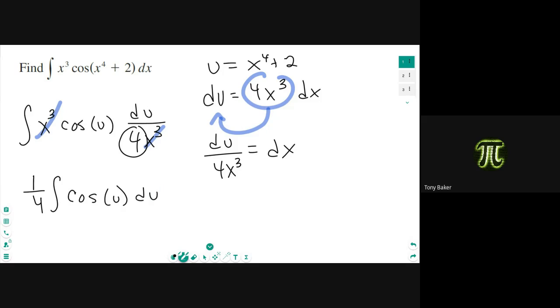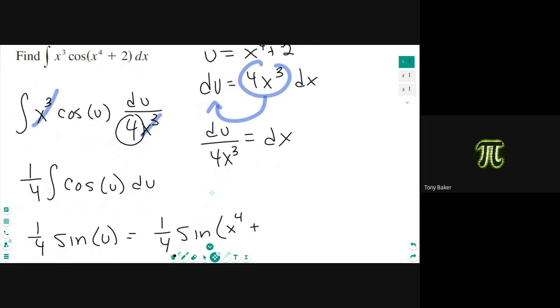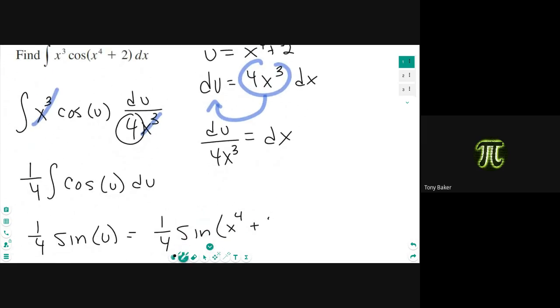Does that make a little more sense on where things were going? All right. So what's the integral of cosine? Sine. So I have 1/4 sine of u, which is 1/4 sine of x to the 4th plus 2. That's the final.